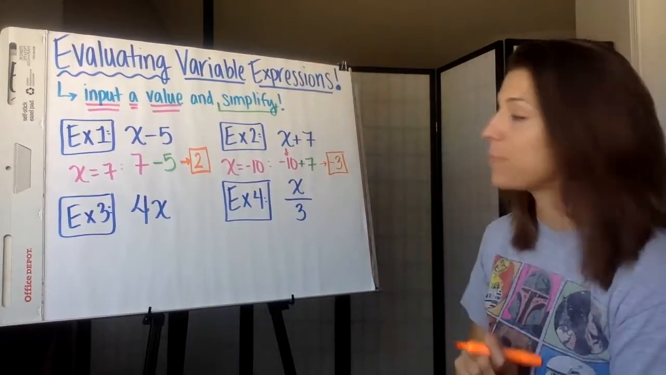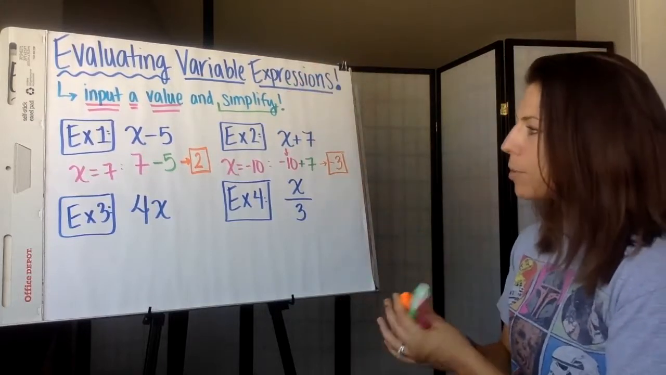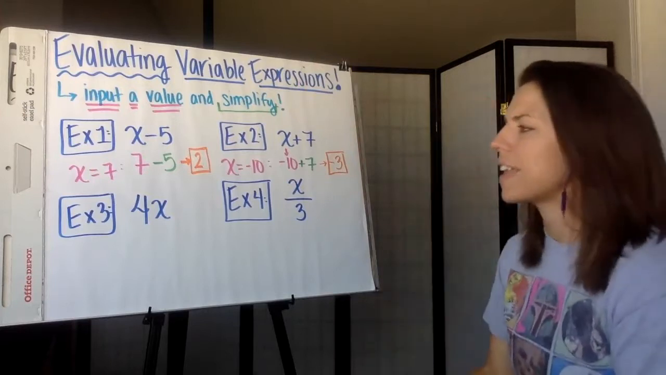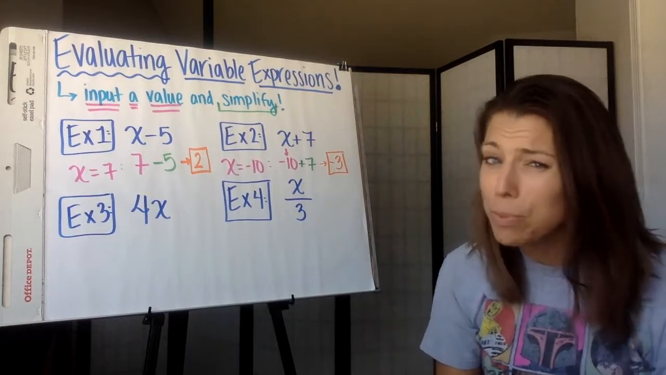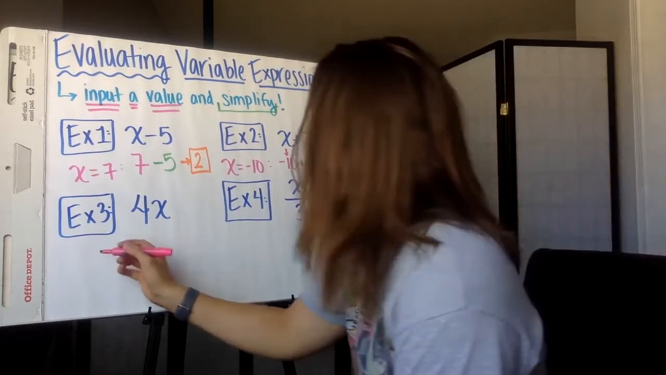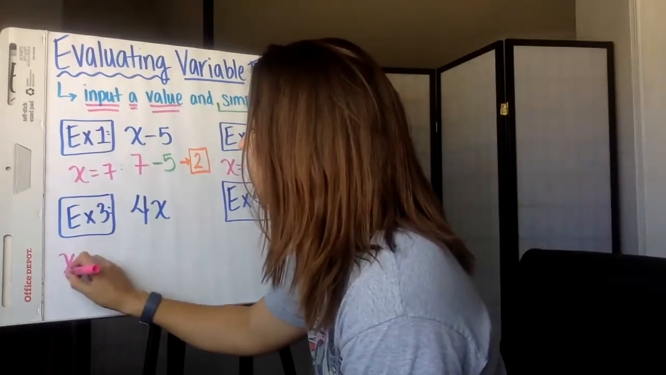It's very specific. Let's take a look at number 3 now. I can plug in anything I want, but since I'm multiplying by 4, I probably don't want to plug in something too big. So let's say x is, I don't know, 5.